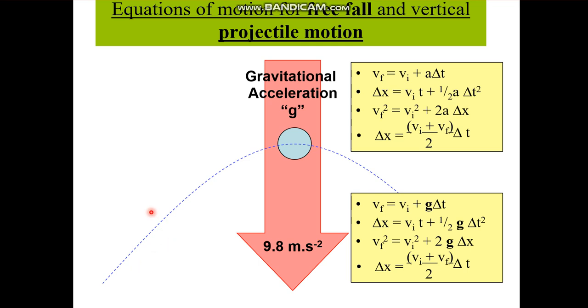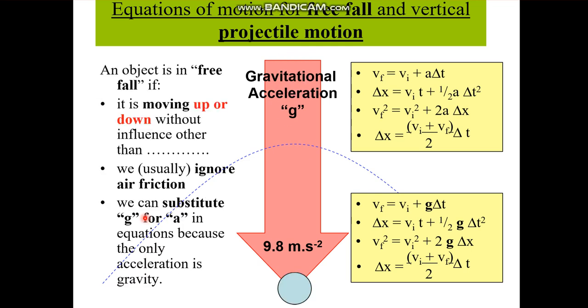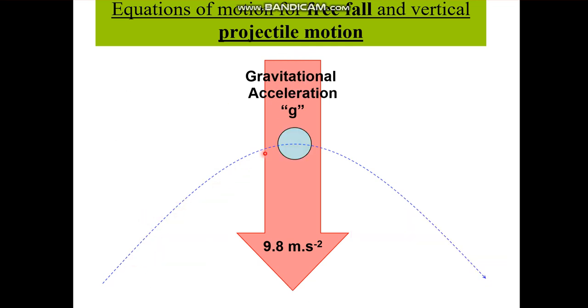So we're going to talk about projectile motion. We're going to talk about an object, whether it's been thrown up and falls down, or whether it's just dropped, like this one is. For the whole time it's in free fall, the time that it's only under the action of gravity, its acceleration will be 9.8 meters per second squared.